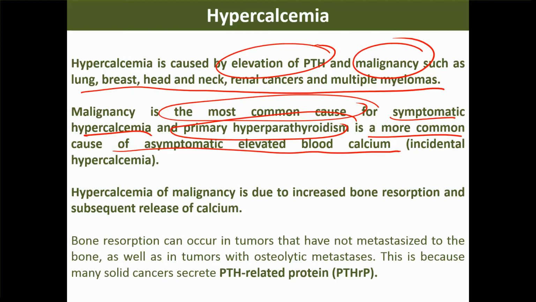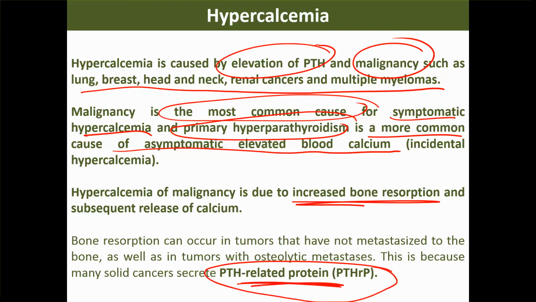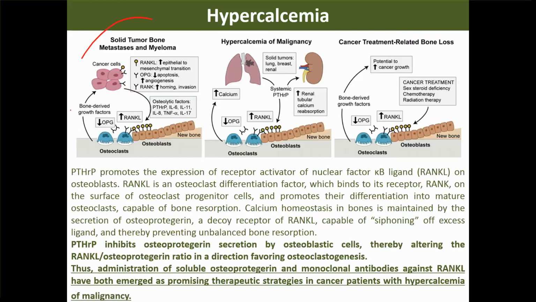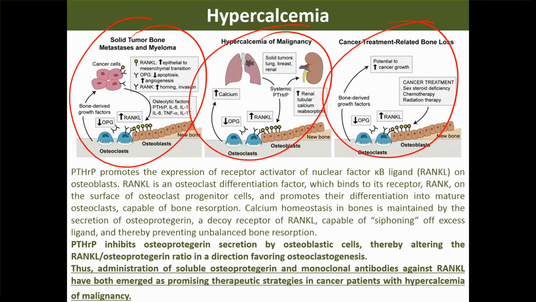So now coming to the hypercalcemia of malignancy, it is due to increased bone resorption, and it is mostly due to the parathyroid hormone related protein, which increases the osteoclastic activity. So these are the different mechanisms which I explained on the screen, and you can read it, and inshallah we will discuss more in the MSK module also.